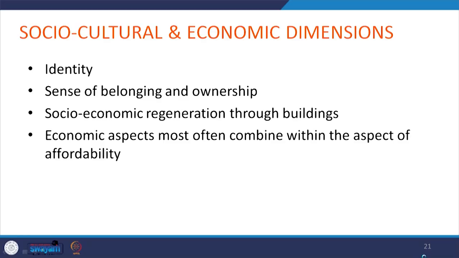If we look at the socio-cultural and economic dimensions, we have to look at a few points, foremost being identity and sense of belonging and ownership. If we look at any traditional architecture, we can identify the architecture of a place and associate that with the community. If we talk about Bhungas of Rajasthan, we know which community makes Bhungas. If we talk about Bhungas of Kutch, we know which community makes that. If we talk about the traditional architecture of Japan, we know what kind of community or place this architecture belongs to.